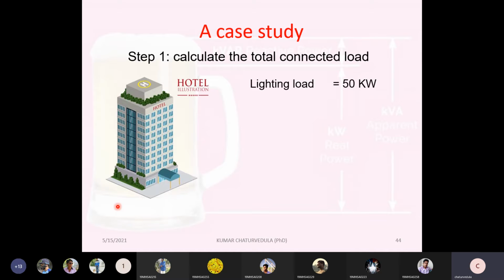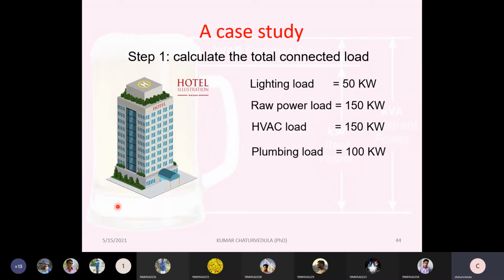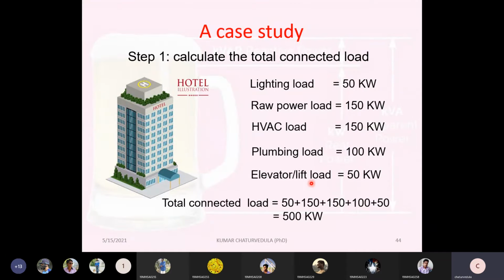So the lighting load we are assuming as 50 kilowatt. Then raw power load 150 kilowatt. HVAC load 150 kilowatt again. Plumbing load 100 kilowatt. Elevator or lift load 50 kilowatt. Now these are the total connected loads. So 50 plus 150 is 200, plus 150 is 350, plus 100 is 450, plus 50 is 500. So the total connected load is going to be 500 kilowatt in case of a hotel. So step 1 we have done, we are able to calculate the total connected load.